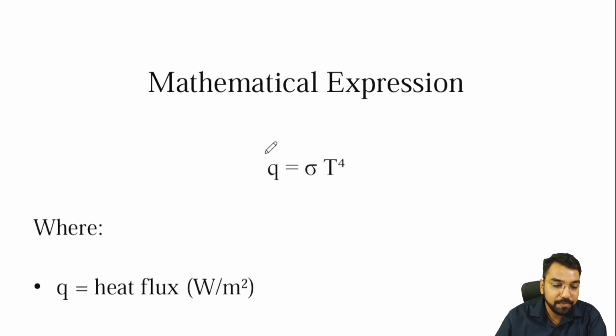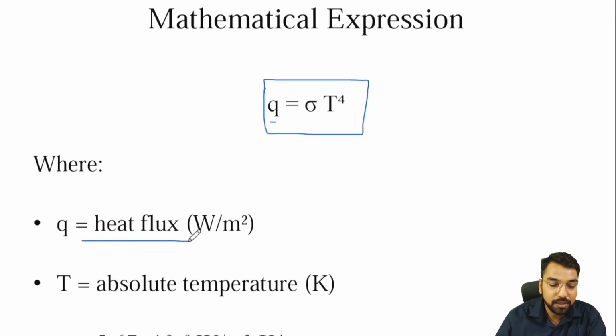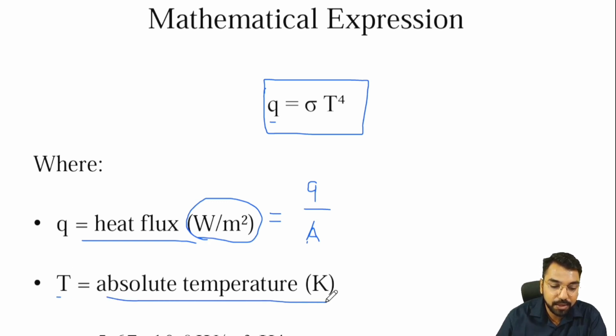So mathematically, this expression of this law is Q equals sigma T raised to 4, where Q is the heat flux. Likewise, before we have seen this Q, which is heat flux in conduction, where we used Fourier's law. Heat flux means heat Q per unit area. That's why you can see here its unit is watt per meter square. T is absolute temperature in Kelvin.